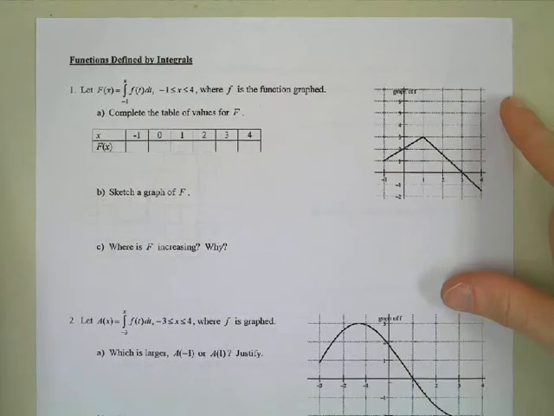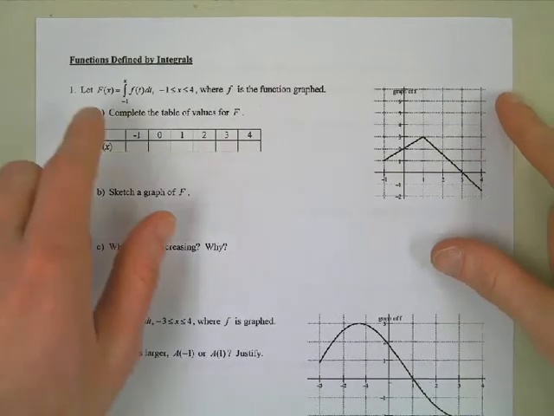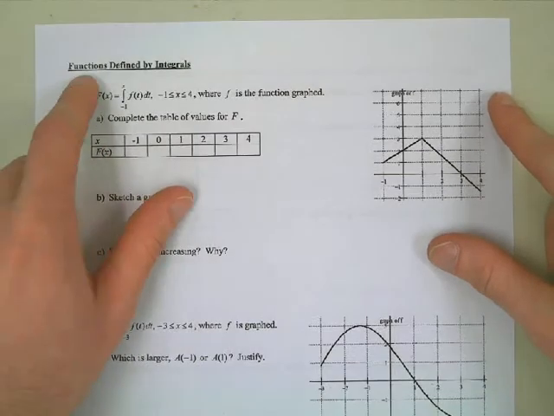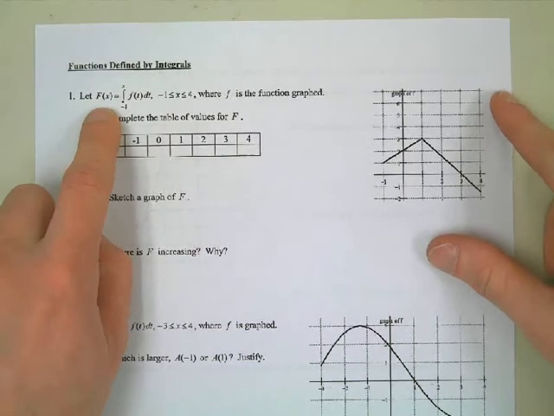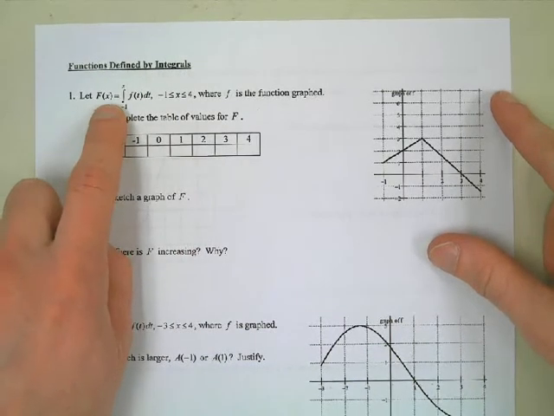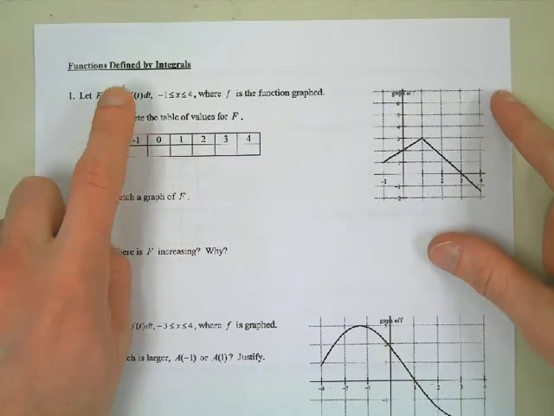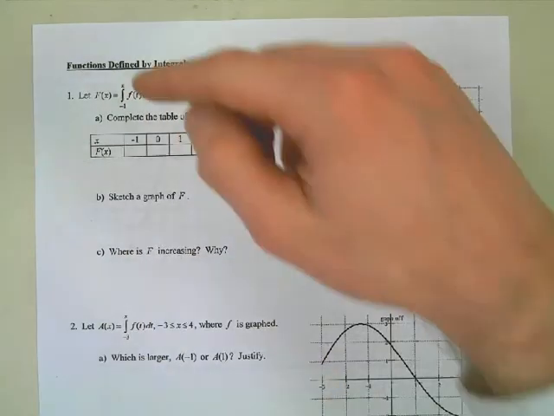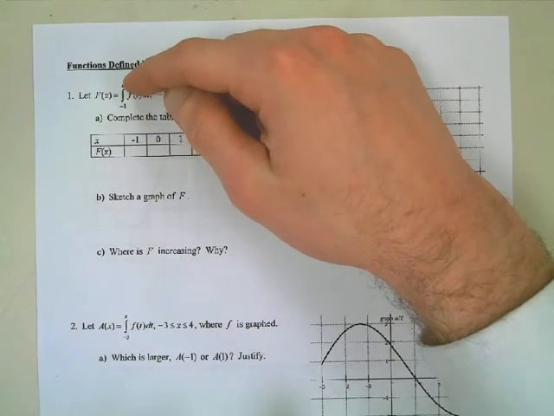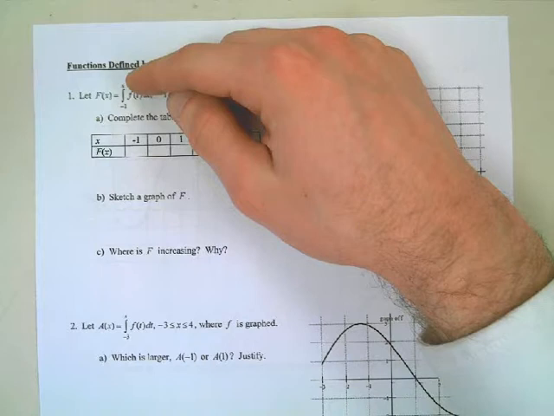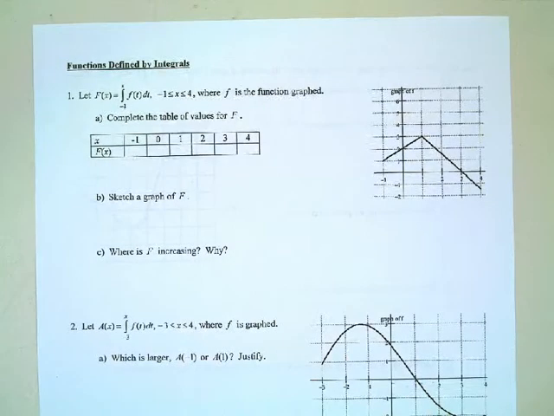All right, so we call this function defined by an integral because our function, capital F, is equal to an integral from -1 to x. So our variable here is in the limits of integration. It's right there where x is. So that's kind of a unique situation.